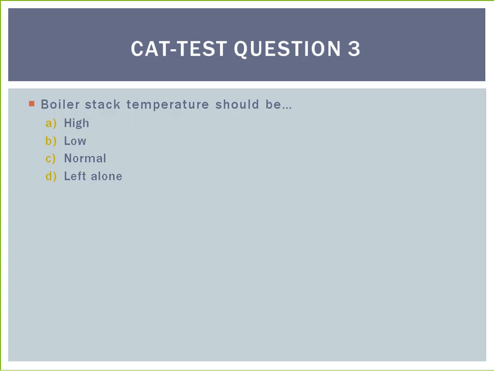CAT test question number 3. Boiler stack temperatures should be: A, high; B, low; C, normal; or D, left alone.